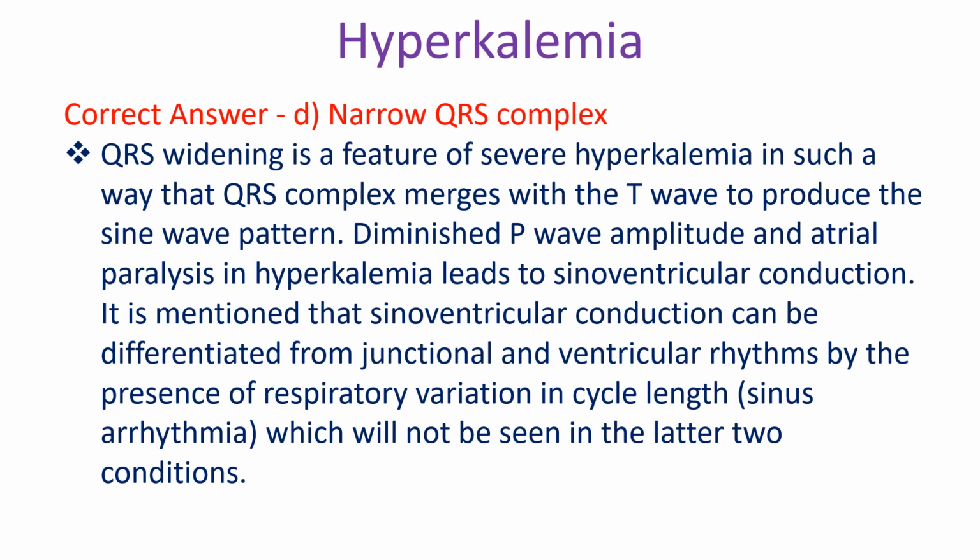Diminished P wave amplitude and atrial paralysis in hyperkalemia lead to sinoventricular conduction. It is mentioned that sinoventricular conduction can be differentiated from junctional and ventricular rhythms by the presence of respiratory variation in cycle length, sinus arrhythmia, which will not be seen in the latter two conditions.